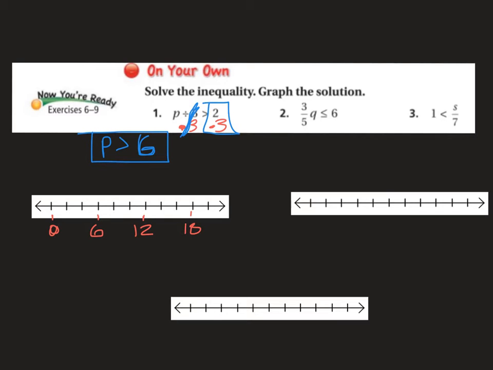So we're going to go to 6, and we're going to put a circle around it. But we're not going to include 6 because we're just saying greater than 6. So we're just going to put an open circle, and we're going to go greater than, so we're going to go this direction. All right, so this is how you graph that inequality, the solution to that inequality.